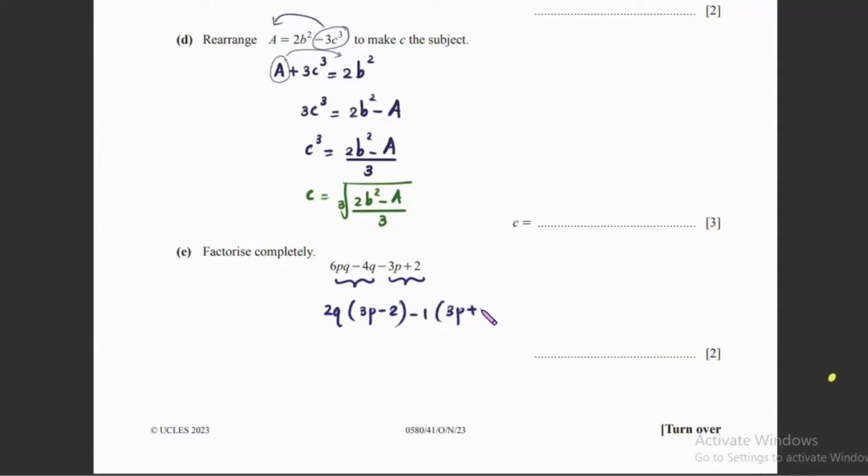So we have 3p plus 2, 3p minus 2, because we have taken the negative out. So the terms inside the brackets should be written once, and the terms outside the brackets should be put together and written in the next bracket. So this is what we get as the answer. Let's move on to the next question that we have.